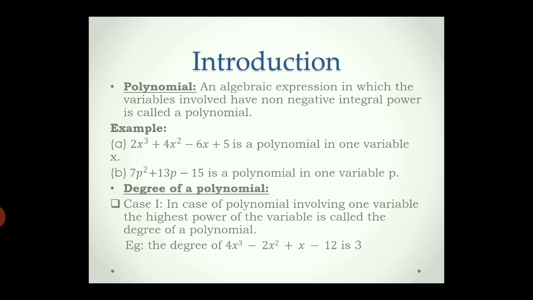As the only variable involved is x, that is, it has only one variable, so its highest power will be counted as the degree of the polynomial. Therefore, the degree of this polynomial is 3.